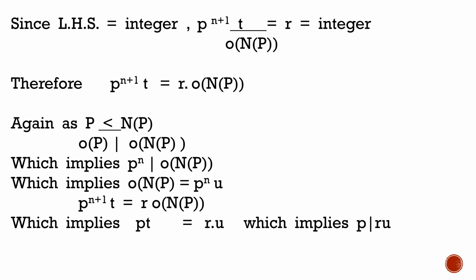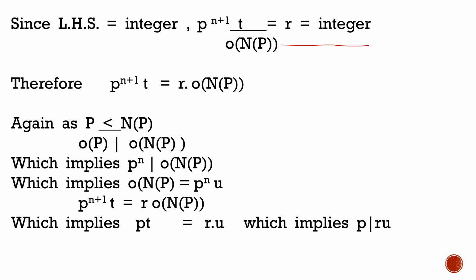Since the left hand side is an integer, p power n plus 1 times t upon the order of the normalizer of P is equal to r, which is an integer. Here r is an integer. Therefore, p power n plus 1 times t is equal to r times the order of the normalizer of P.